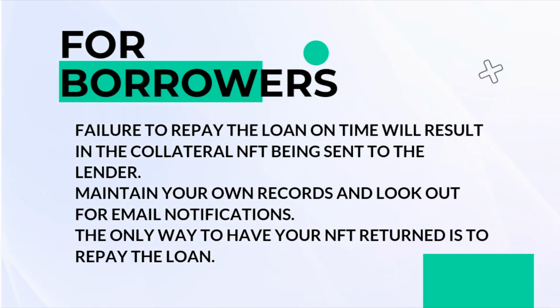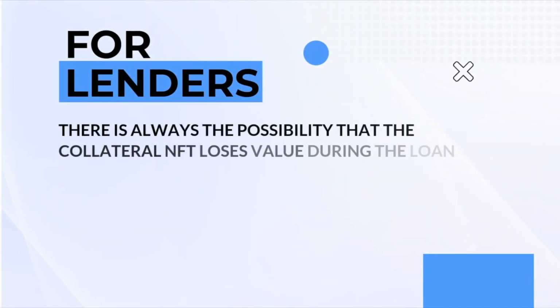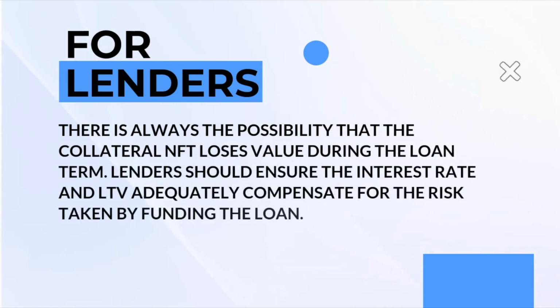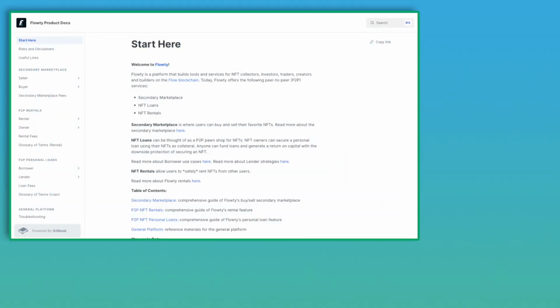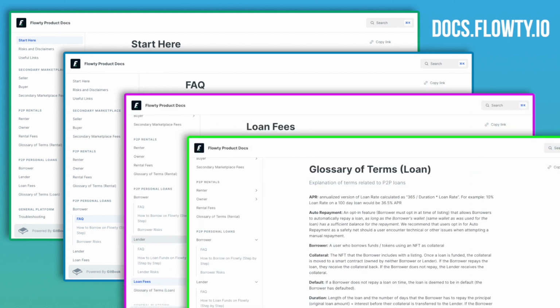The only way to have your NFT returned is to repay the loan. Should there be an unexpected need to regain control of your NFT, repaying the loan early is the only way to reclaim your NFT. On the other side, lenders must remember there is always the possibility that the collateral NFT loses value during the loan term. Lenders should ensure that the interest rate and LTV adequately compensate for the risk taken by funding the loan. For more information on risks and Flowty overviews, visit docs.flowty.io.